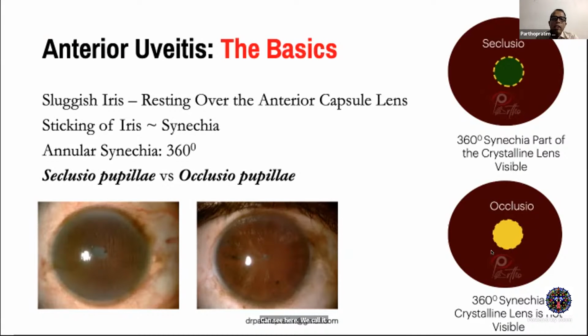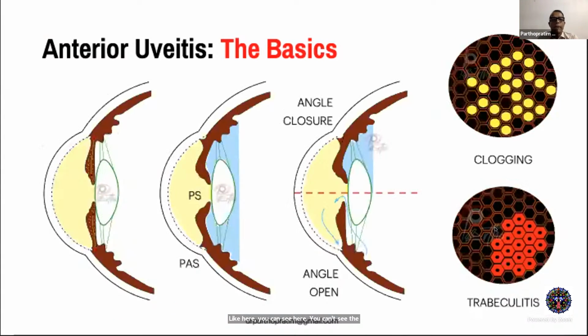And when there is a 360 degree synechia with formation of a membrane over it, then we call it occlusio pupillae. Like here, you can see you can't see the crystalline lens here, so we call it occlusio pupillae. So naturally, what will happen? This kind of occlusion will block the aqueous drainage through the trabecular meshwork. So there will be bowing of this iris anteriorly. So this again could give rise to the iris bombé formation.